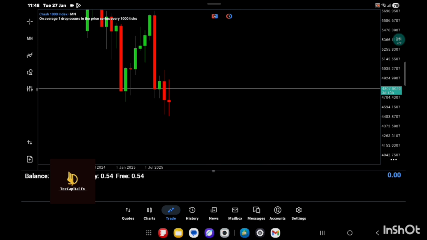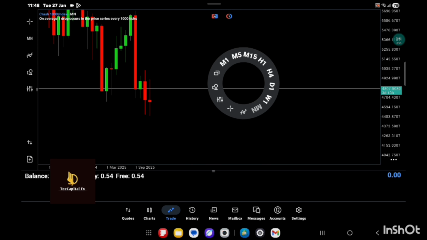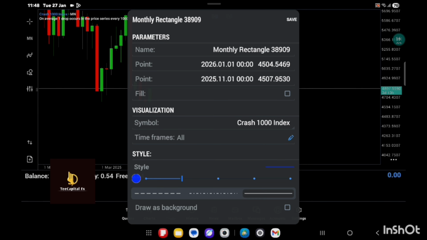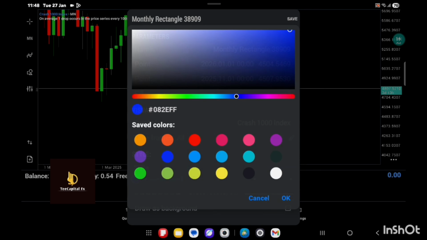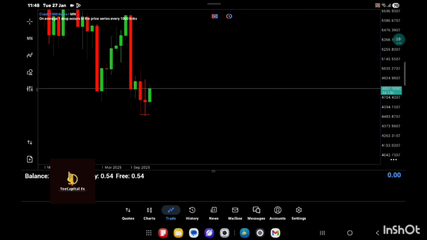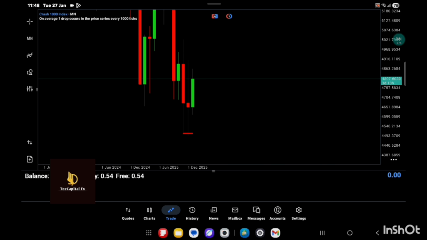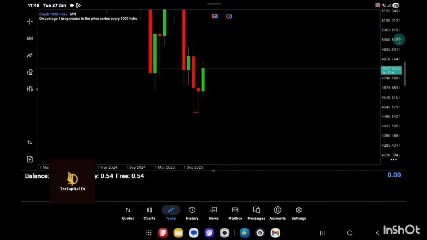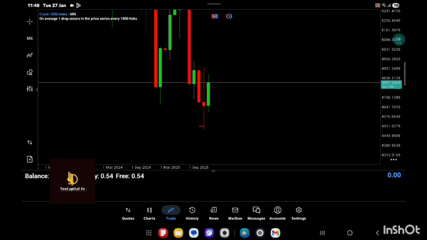Now we're on crash 1000. As is my custom, I go to the monthly and see what we have. We have a sweep of this last month, showing us a bullish pressure in the market, and we are bullish to this next point. So see how the push is.